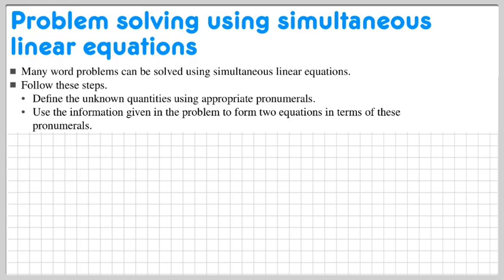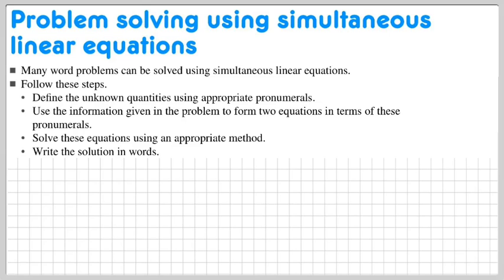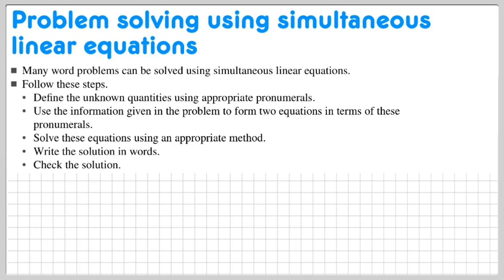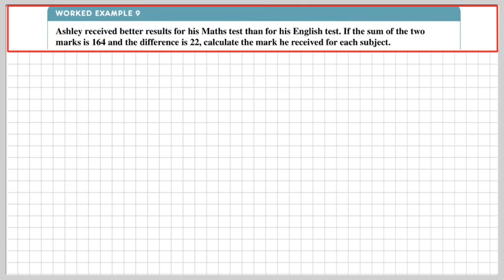Then use the information given in the problem to form two equations in terms of those pronumerals. That's where you're turning it into the maths. Then it becomes just the same old, and lots of fun and nice and easy. Then we solve these equations using the appropriate method, whether it's substitution or elimination, and then we write the solution in words, and then we check the solution. Okay? Let's go.